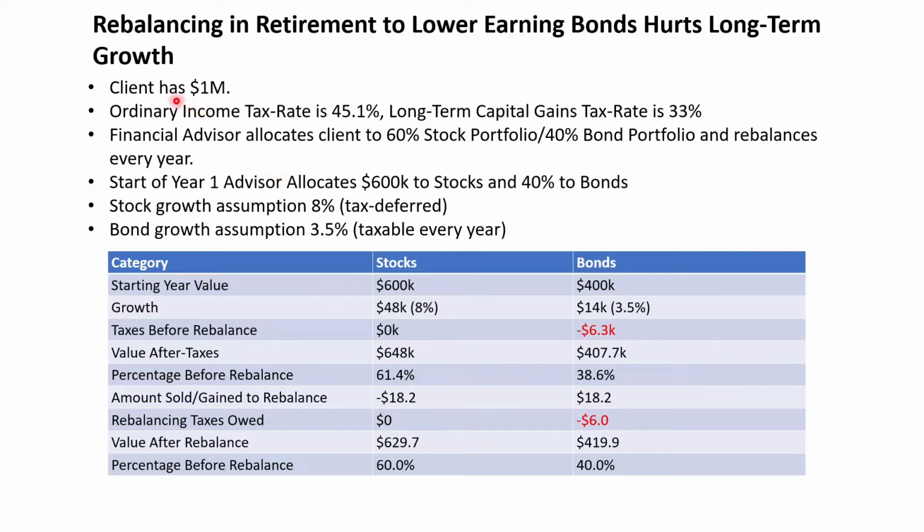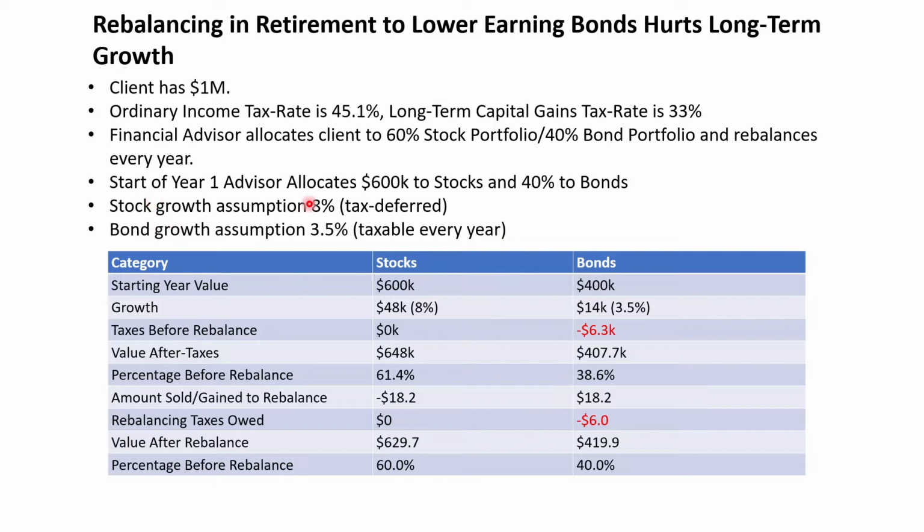So again, at the start of the year, the client has $1 million. These are their tax rates. We can see that the tax rates for bonds are significantly higher than the tax rate for equity markets. At the start of the year, they want that 60% in stocks and 40% in bonds, so it's going to be $600K in stocks and $400K in bonds.